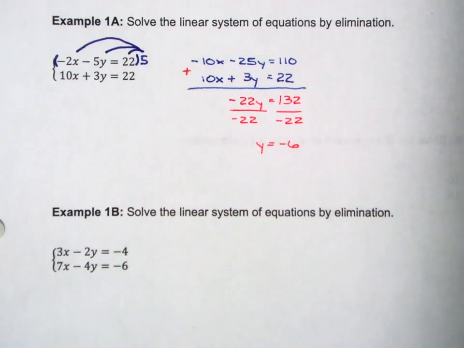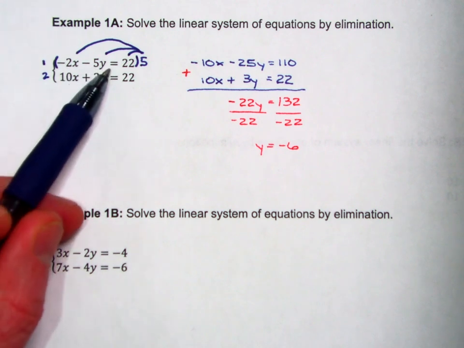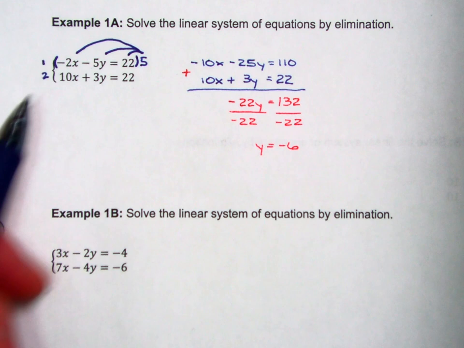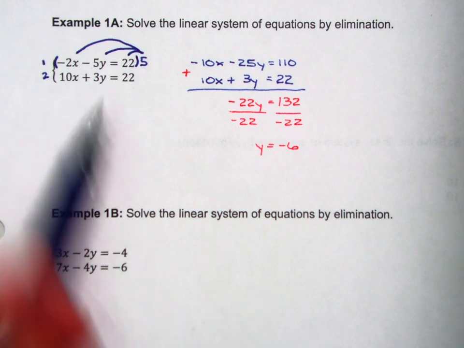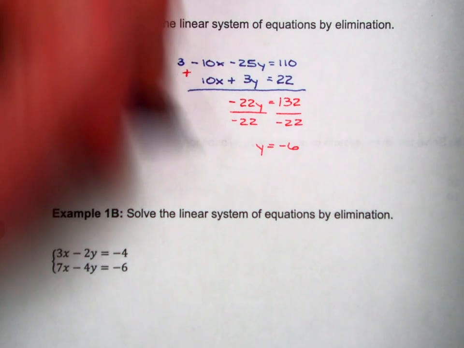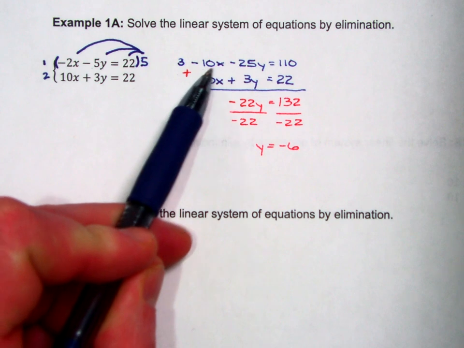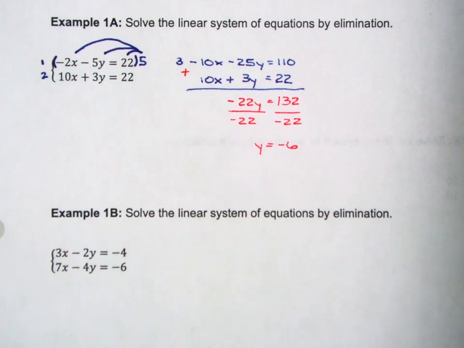Okay, and again, that's only half of the answer, so the next thing that we have to do is figure out what our x is. Okay, but here's what I'd like to point out. We talked a little bit about this yesterday. You have the original first two equations that you were given in the problem. Your negative 2x minus 5y equals 22. You were also given 10x plus 3y is equal to a positive 22. But now you've also come up with a third equation as well. So you can also plug it into your negative 10x minus 25y equals 110.